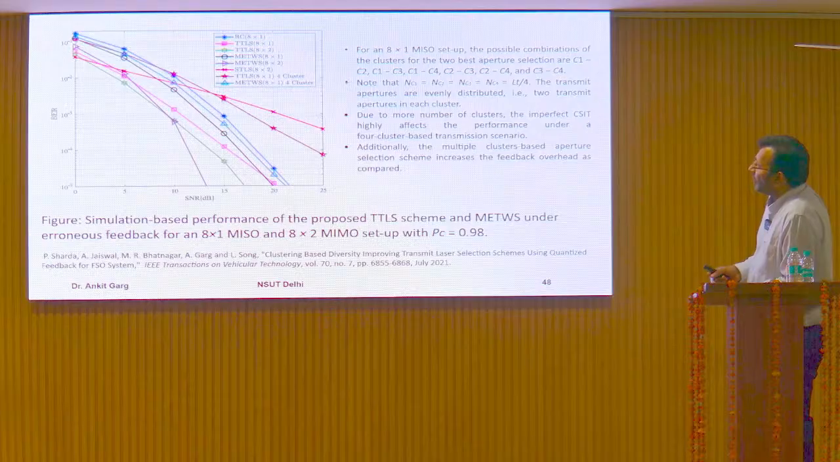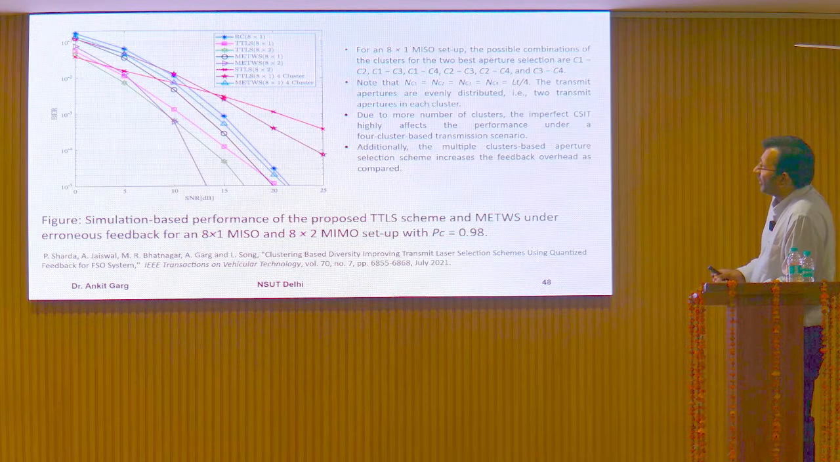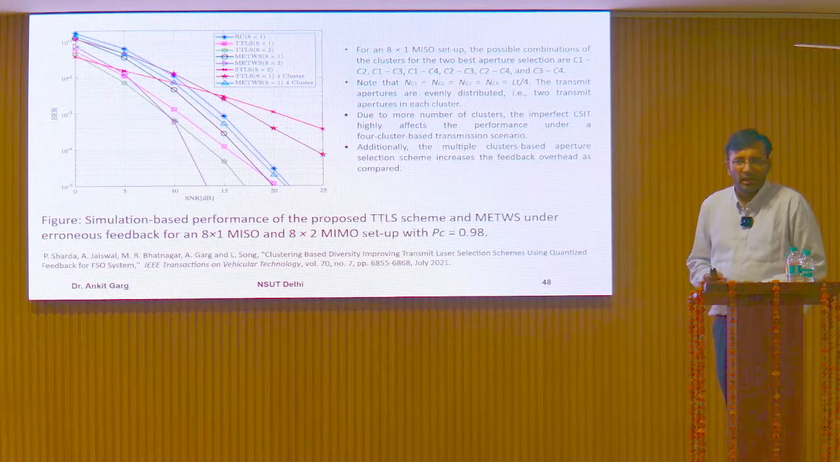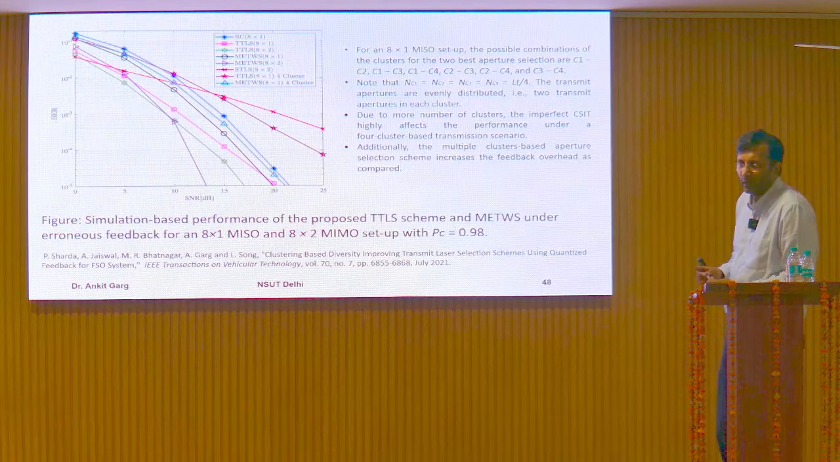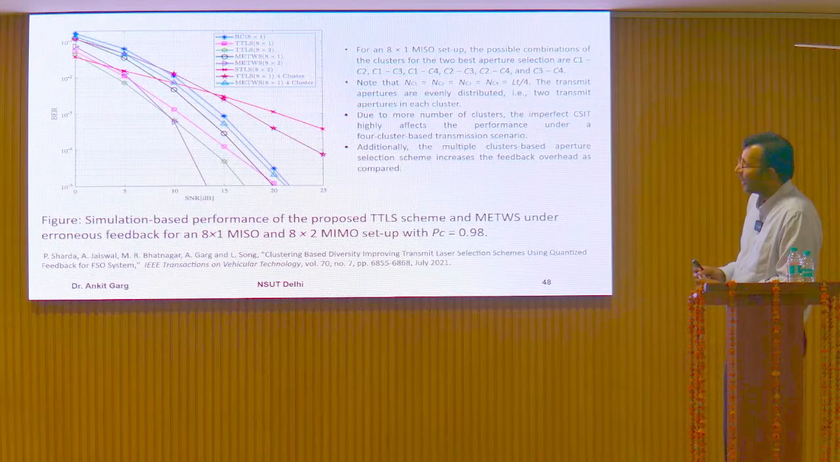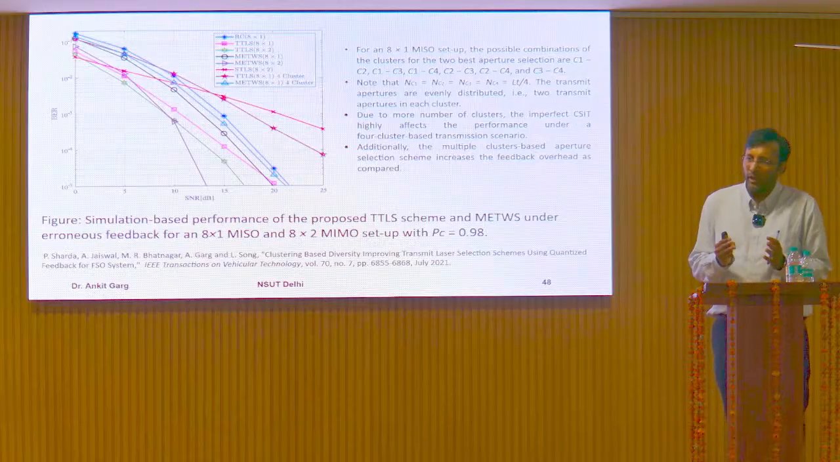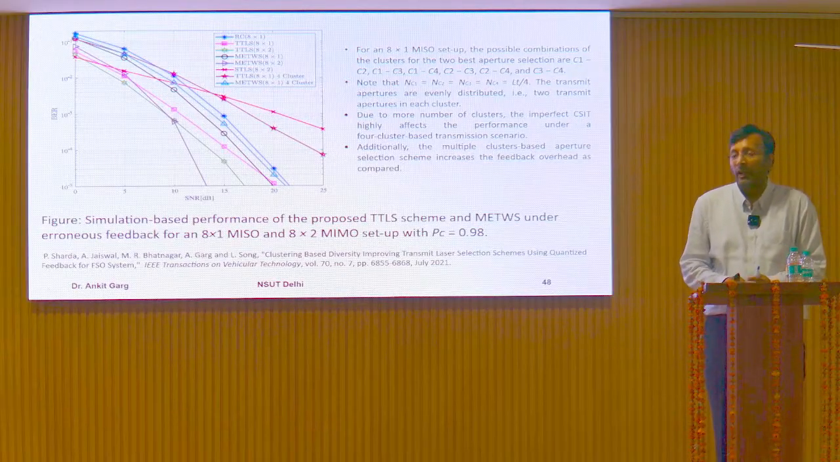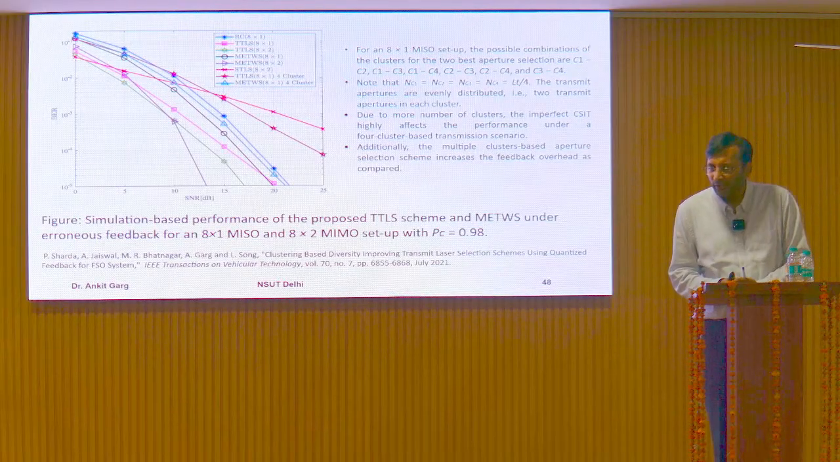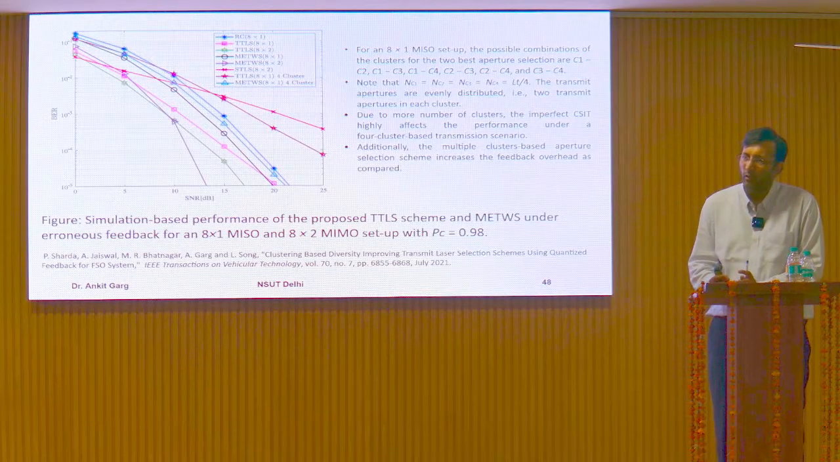The performance of this modified error tolerance scheme, which is represented by this black one, 8 cross 1, lies between RC and TTLS. This modified error tolerant weighing scheme performance lies between RC and TTLS. So somewhat we are able to achieve the coding gain while maintaining the diversity order. This is the whole crux of this thing.